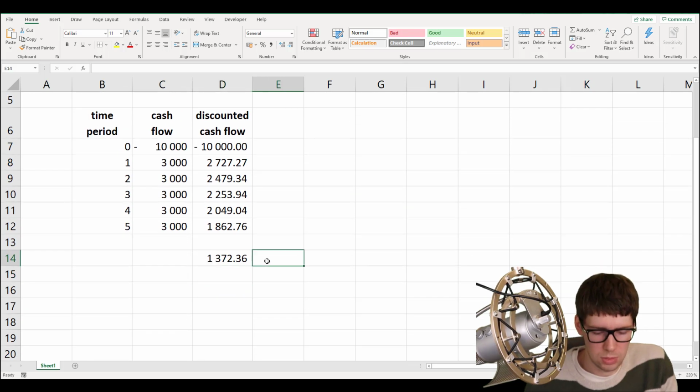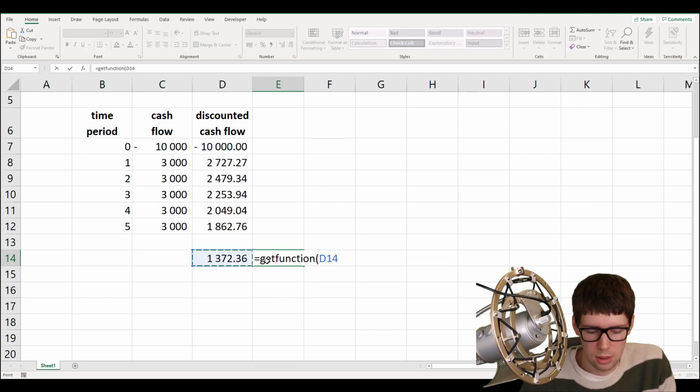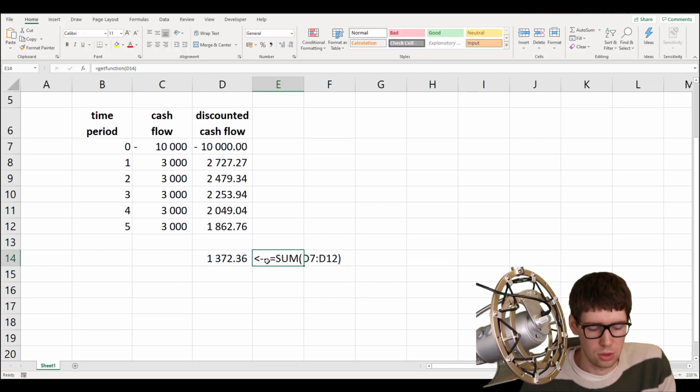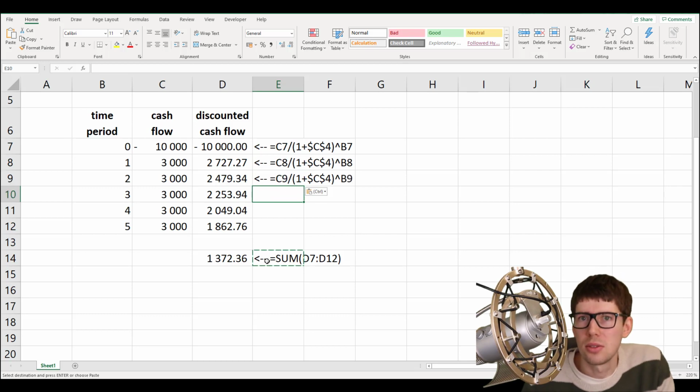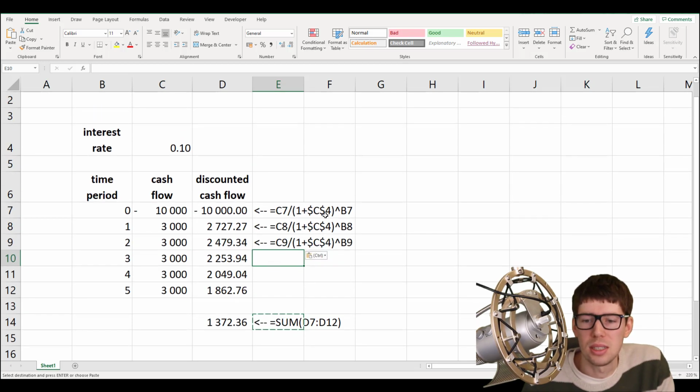So let me just demonstrate what happened here. This is just the sum, and this is just the undiscounted cash flow divided by 1 plus the discount rate, locked, to the power of the time period. So this is how we can calculate the net present value manually within the worksheet.